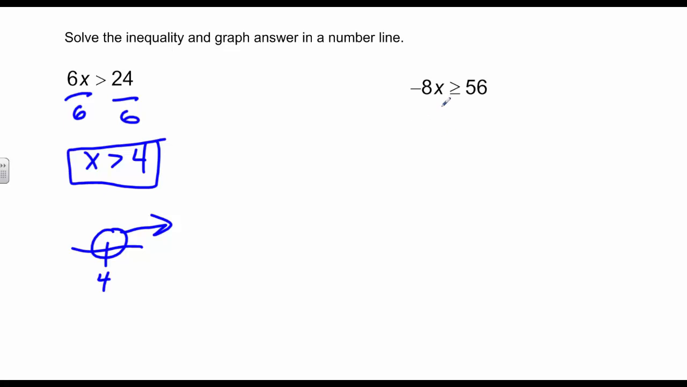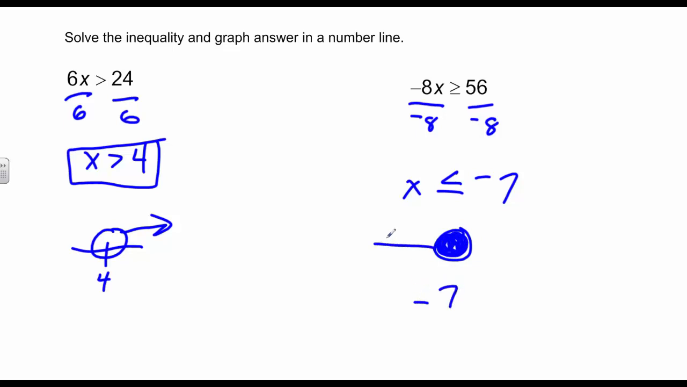Notice, to get x by itself, I have to divide by a negative. If we divide by a negative, we must flip or reverse the inequality sign. So this goes from greater than or equal to, to less than or equal to. And that's x is less than or equal to -7. So on the number line, I put a filled-in circle because it's less than or equal to, and move to the left.